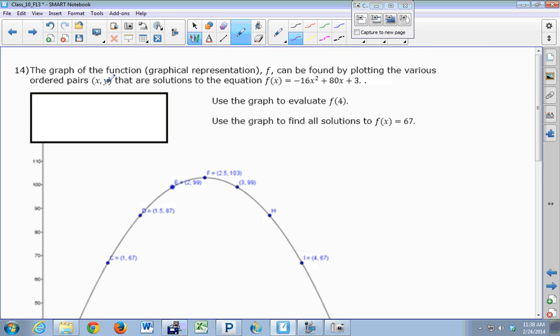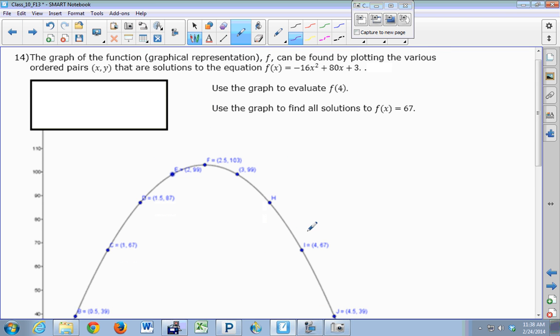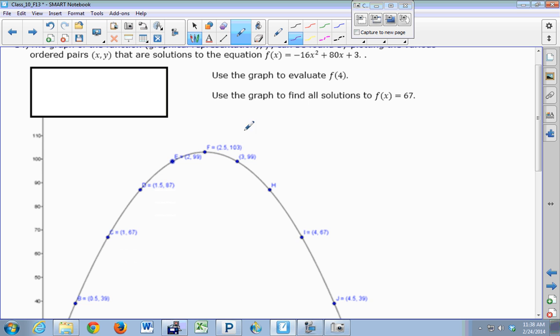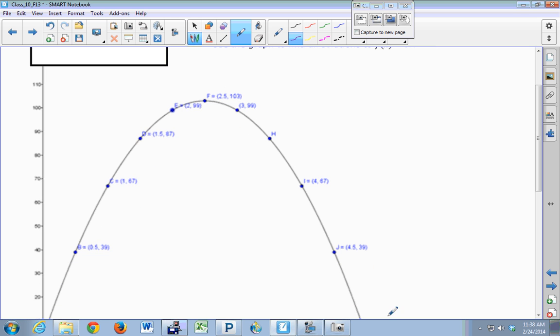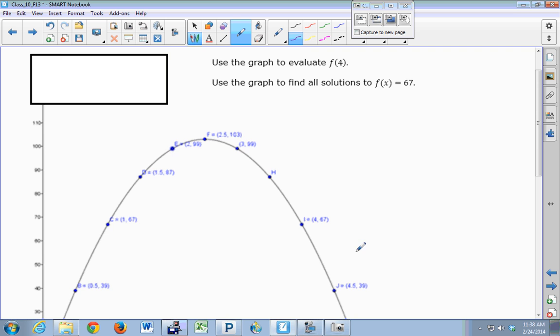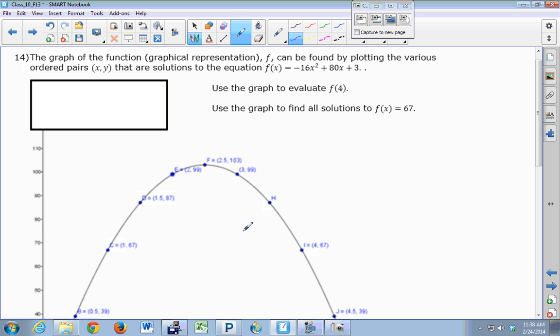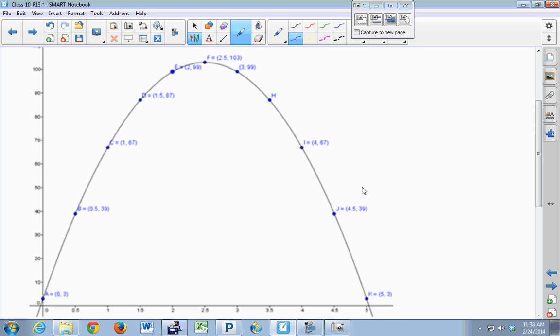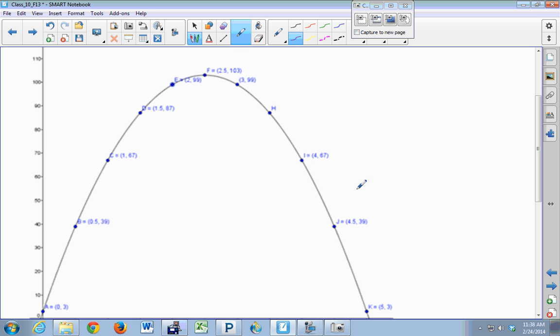Finally, let's suppose we only have a graph of the equation. I blew this up because you can't see the points on your paper. If we just had the graph with each of the individual coordinates available, and I asked you to evaluate f of 4, how would you do it? Where would you go?